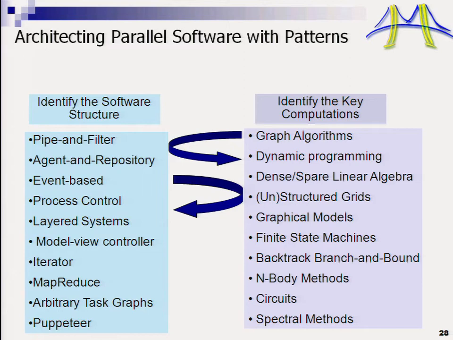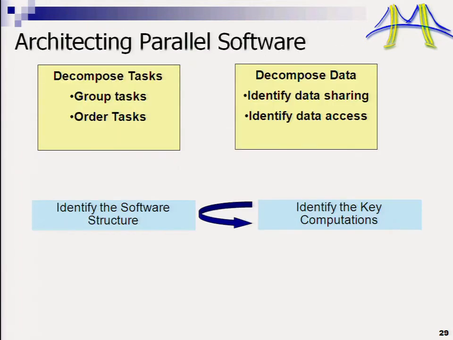Okay, so the approach that we are championing in the Power Lab is to harvest the insights of object-oriented programming in identifying the software structure, and the experiences of the high-performance computing community, as well as the evolution of the Power Lab in identifying the key computations. And as we architect the software, we go back and forth between structure and computation, structure and computation, to come up with a full software architecture. So let me give you a little more detail on that.